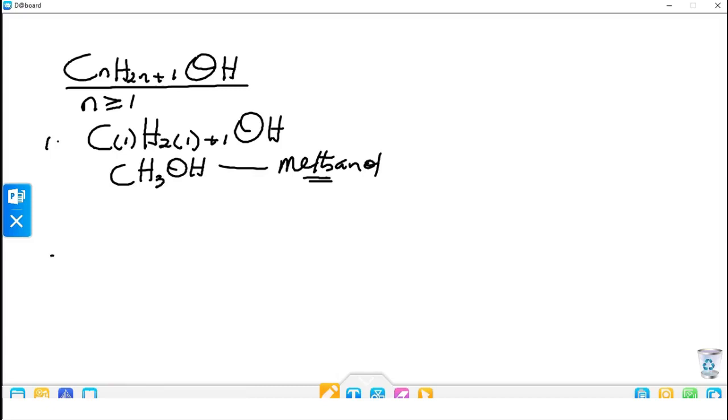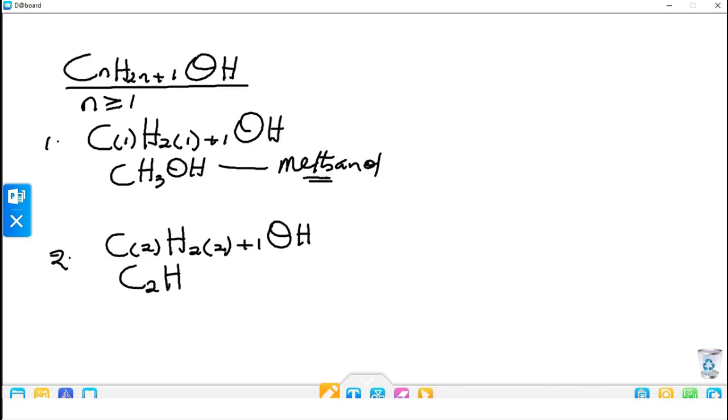Now let's look at the second member of that family, which is number 2. So we'll place C bracket 2, H 2 into 2 plus 1 OH. This is going to give us C2H. 2 times 2 is 4, 4 plus 1 is 5, OH. And this is our ethanol.